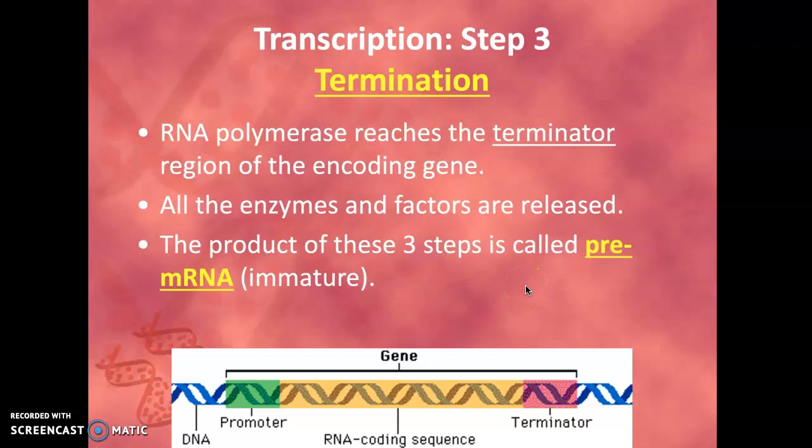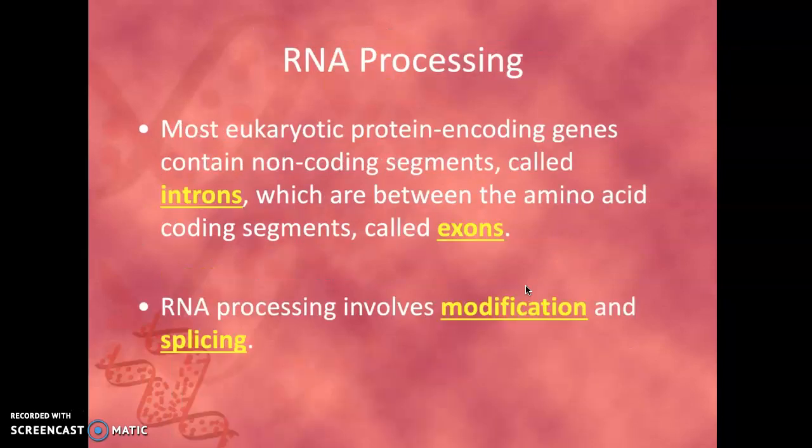It's pre-mRNA because it's not mature. It is an immature molecule, and remember, all of this is happening in the nucleus. Whenever it leaves the nucleus and goes to the cytoplasm, it will be exposed to lots of dangerous enzymes that would degrade it. So the mRNA has got to be prepared before it can go into the cytoplasm, and we call that RNA processing.